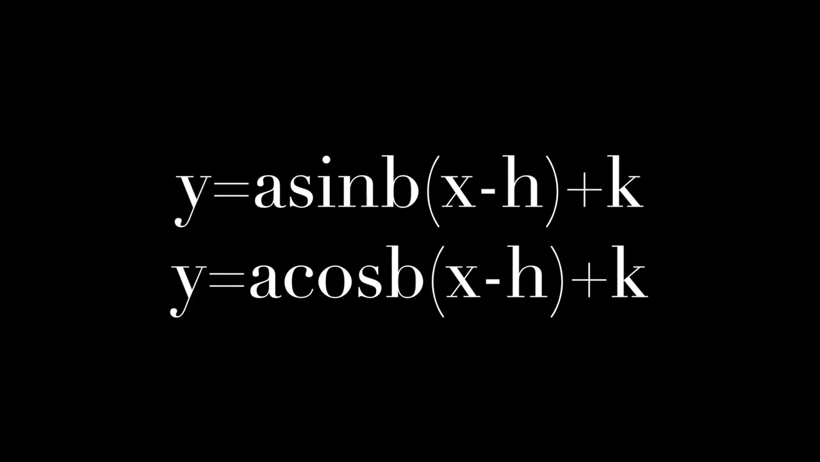The basic sine function is y equals sine x, and the basic cosine function is y equals cosine x. On the screen are the formulas for graphing these functions. A stands for the amplitude, which is the height of the graph. Amplitude is always positive. B is the frequency, which is the number of cycles in 2 pi. H is the phase shift, which is a horizontal shift, and K is the vertical shift.